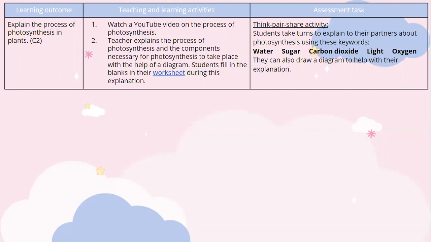To achieve this LO, the teacher plays a video about photosynthesis. The teacher then explains the process using a diagram, while the students fill in the blanks in a worksheet. To assess this LO, the students engage in a think, pair, share activity where they discuss the process of photosynthesis using the keywords provided. They were also encouraged to draw a diagram to help with their explanation.